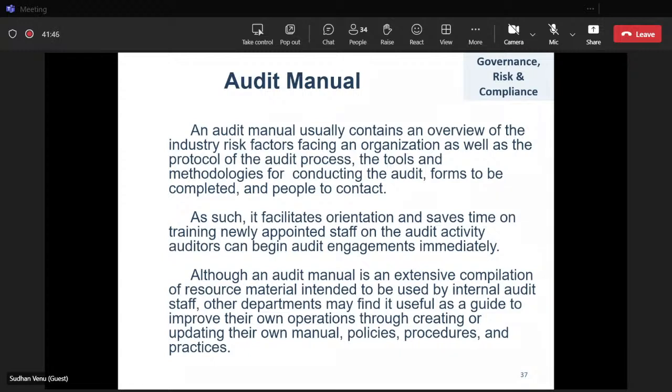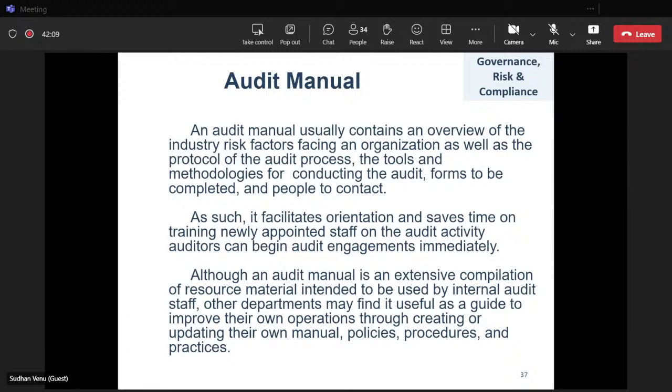And the next one is the audit manual. While doing the audit process in terms of manual work, we call this the audit manual. The audit manual consists of an overview of the industrial risk factors facing organizations, as well as the protocol of the audit process, the tools and the methodologies for conducting the audit. And it should be completed, with people to contact.